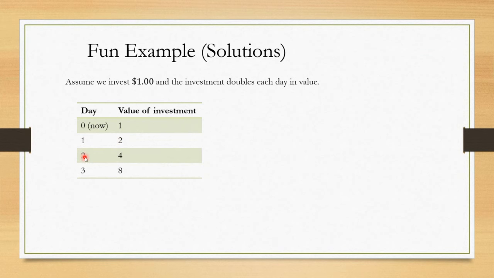Another day goes by, one day two, it's going to grow by $2 because it's doubling in value. So it's up to 4. And then another day goes by, it doubles in value. It goes up by 4. Notice right away it can't be linear, right? The amount of change is not the same. Here it's changing by 1. Here it's increasing by 2, increasing by 4. So it can't be linear.